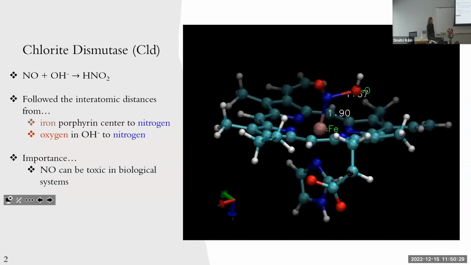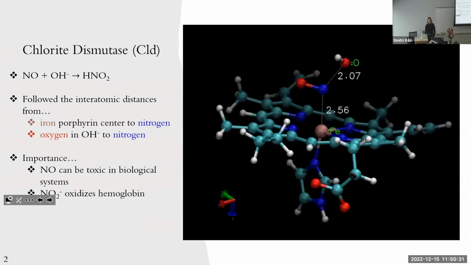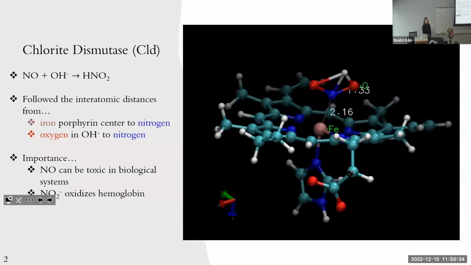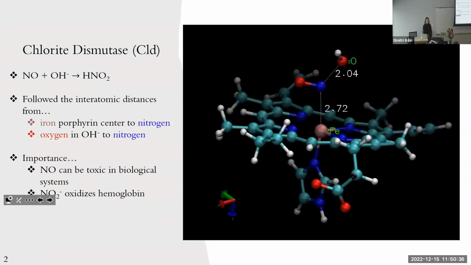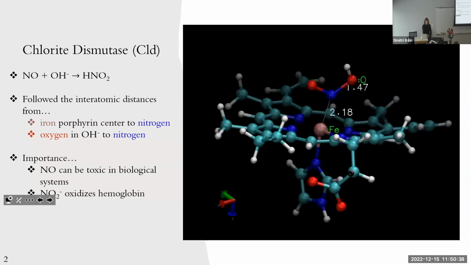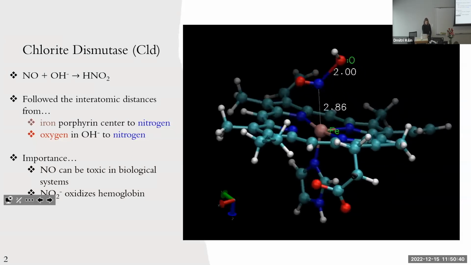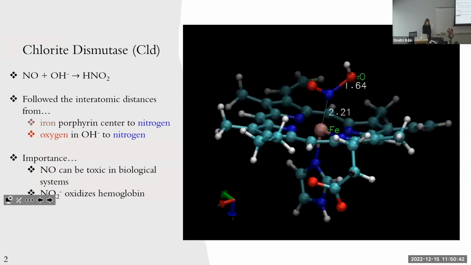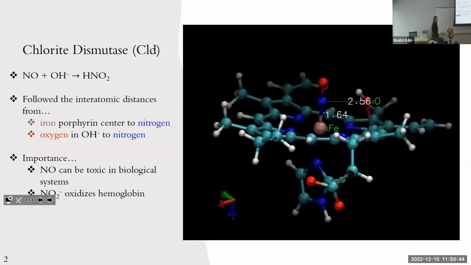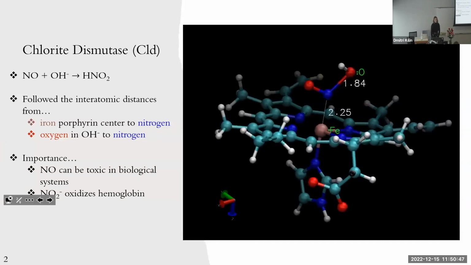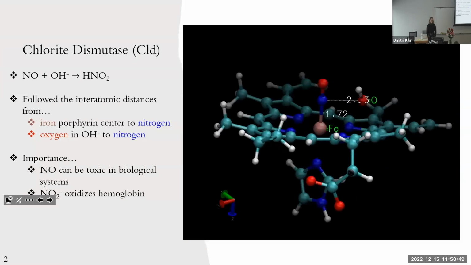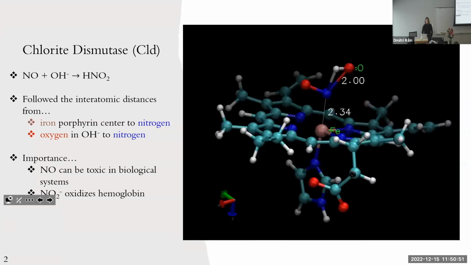Part of why this study is important is that nitric oxide can be toxic in biological systems. However, converting it to nitrous acid and then the conjugate base, which is nitrite, that is used later by hemoglobin, which helps travel oxygen around the body.